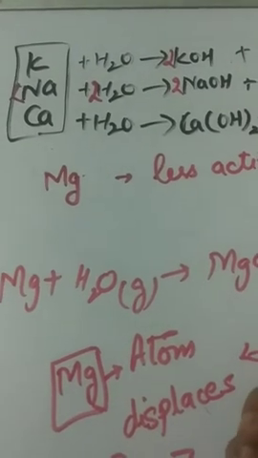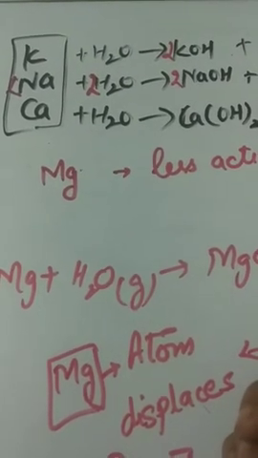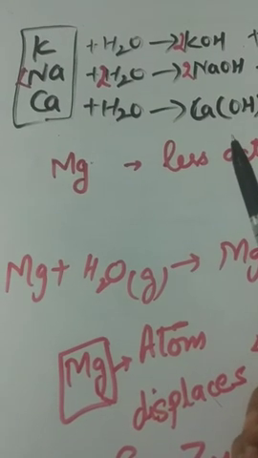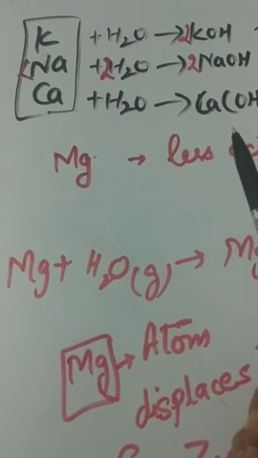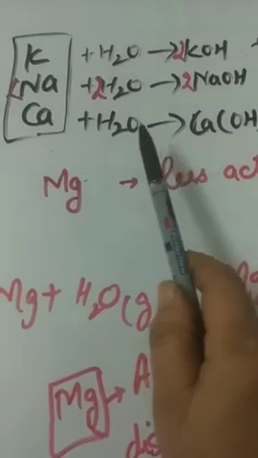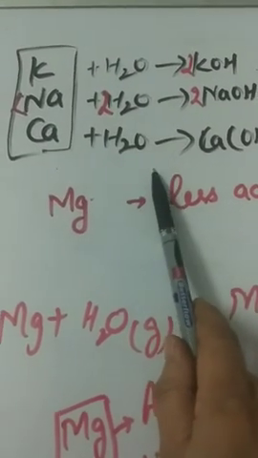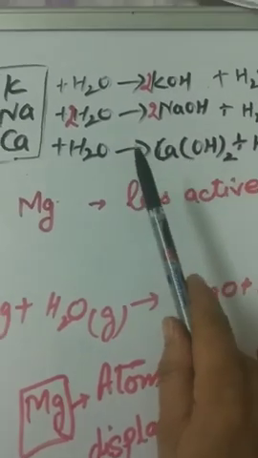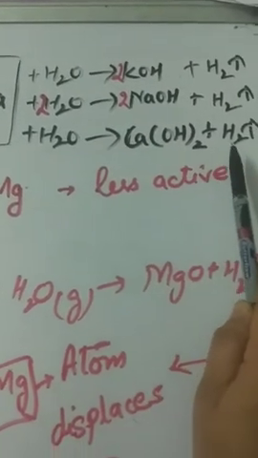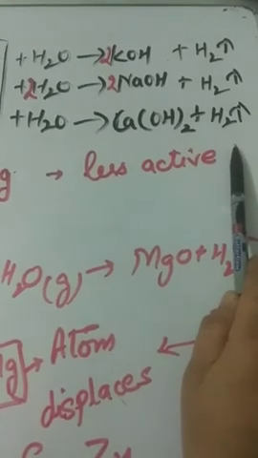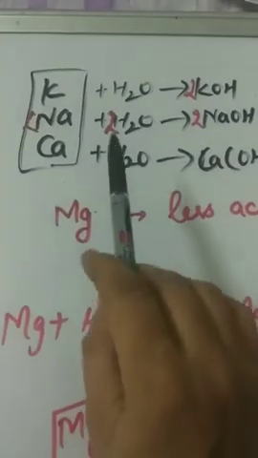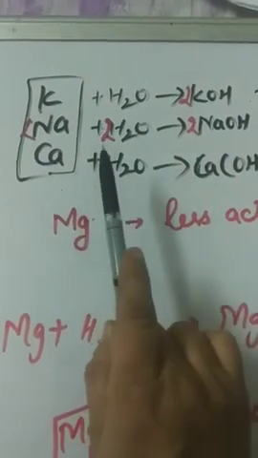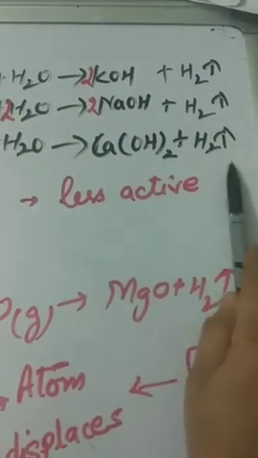We know in the activity series, potassium, sodium, calcium, these are the highly active metals and at the top. When these metals react with water at normal condition, they form hydroxide and hydrogen gas will be liberated. It means potassium, sodium and calcium, these highly active metals, displace hydrogen from water.